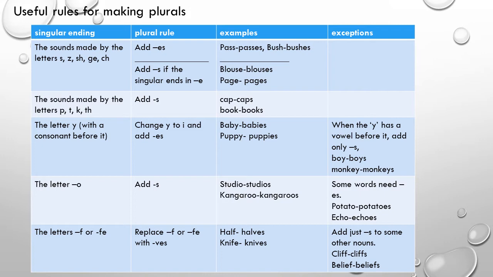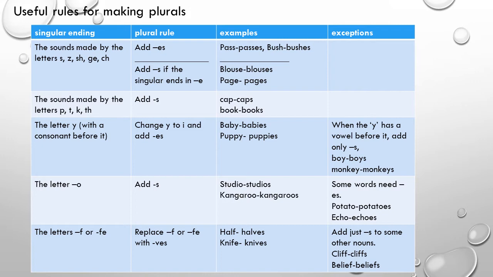Now we will move on to the second row, that is the sounds made by the letters P, T, K and TH. So what would you do? You will add S, and the examples are here in front of you. Cap into caps, book into books. Here the words which are given, they end with P and K.